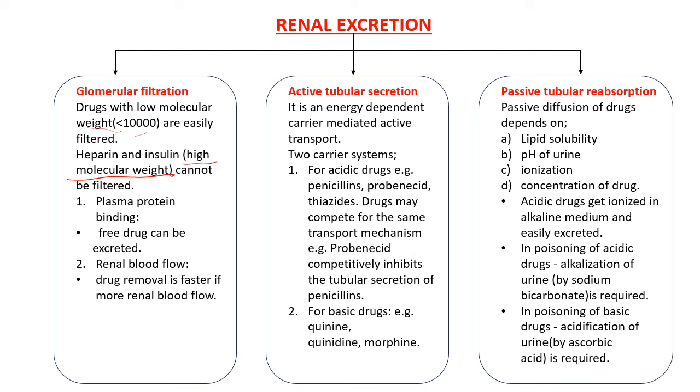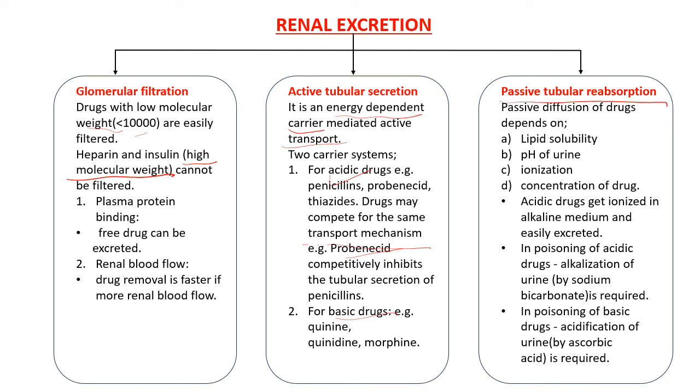Next is active tubular secretion. It is an energy-dependent, carrier-mediated active transport. Two carrier systems. First is for acidic drugs, for example penicillins, probenecid, thiazides. Drugs may compete for the same transport mechanism for prolongation of action of each other. For example, probenecid competitively inhibits the tubular secretion of penicillin. For basic drugs, examples are quinine, quinidine, and morphine.